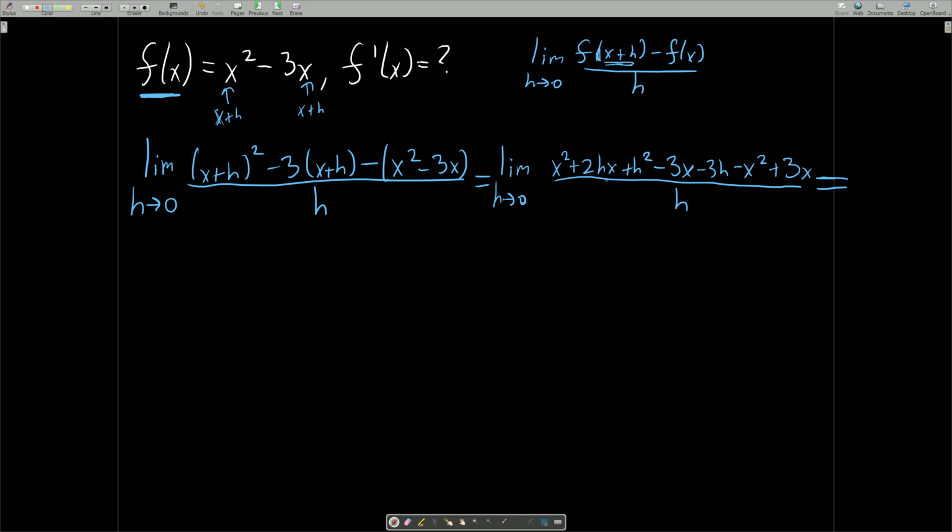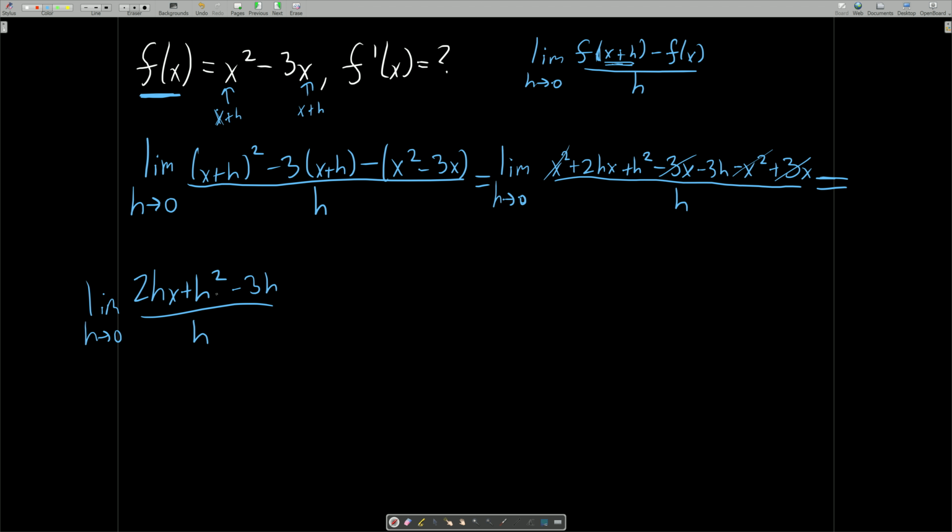Now we can start to cancel out some of the like terms. We have x squared, and we have a negative x squared. Those will cancel out. We have negative 3x and positive 3x, and those will also cancel out. And here we have nothing else to cancel out, so we're just going to write these down. 2hx plus h squared minus 3h over h.